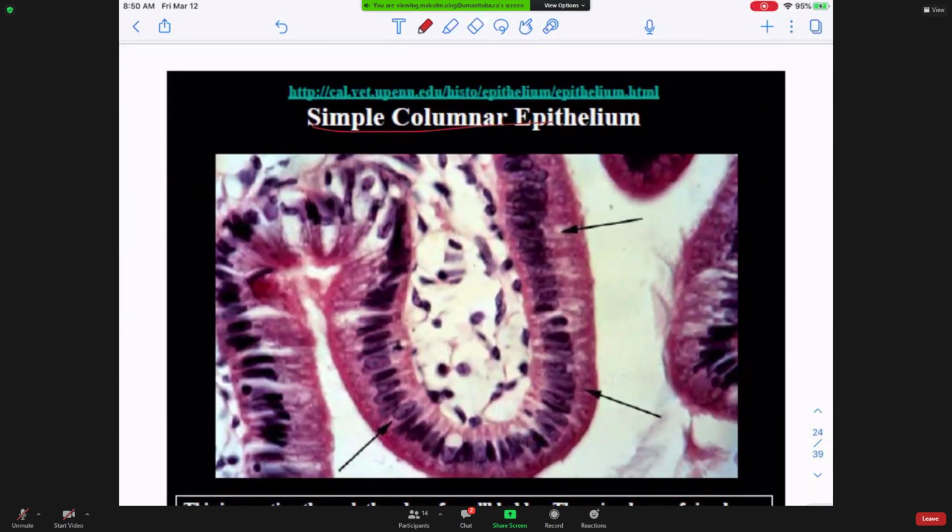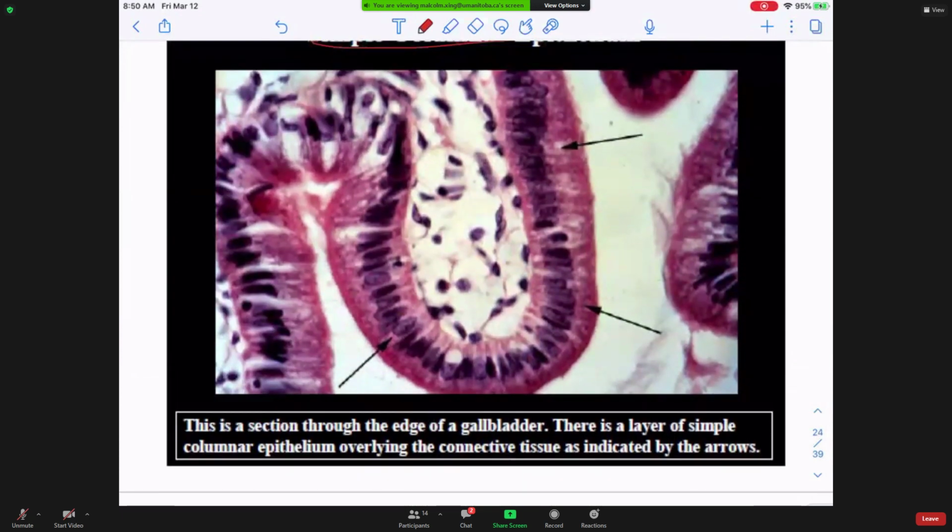This is simple columnar epithelium, a section through the gallbladder. That's in the kidney and urinary system. So this is a simple columnar epithelium, outlining the connective tissue.